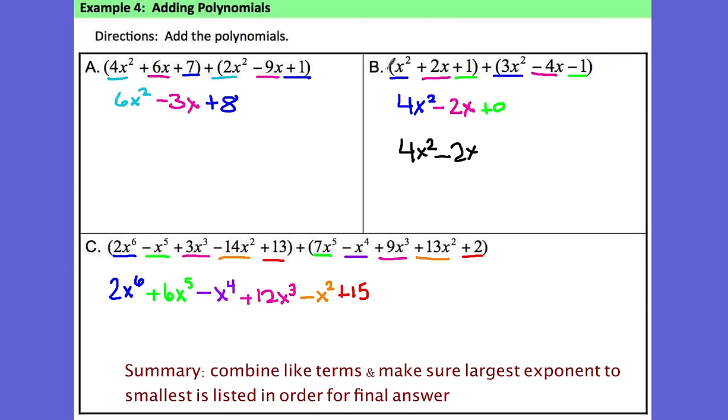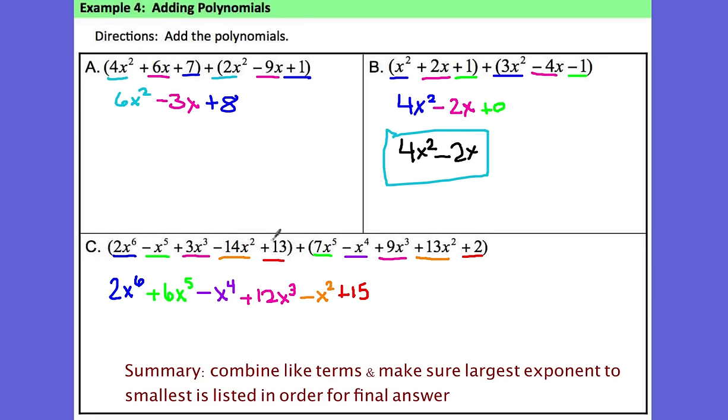And on B, we have a trinomial plus a trinomial, so again, combine like terms, so 4x squared minus 2x plus 0, because 1 minus 1 is 0, but in standard form we don't write the plus 0. So our lowest terms standard form would be 4x squared minus 2x, so that would be a second degree binomial.